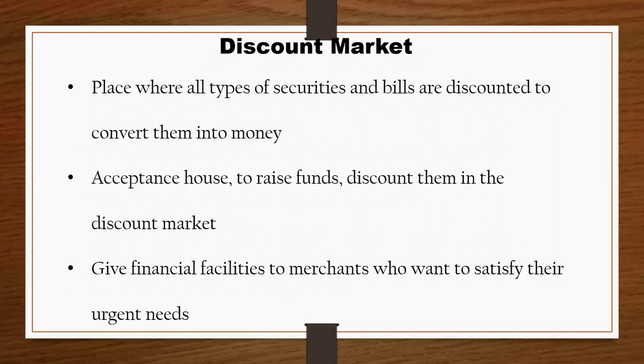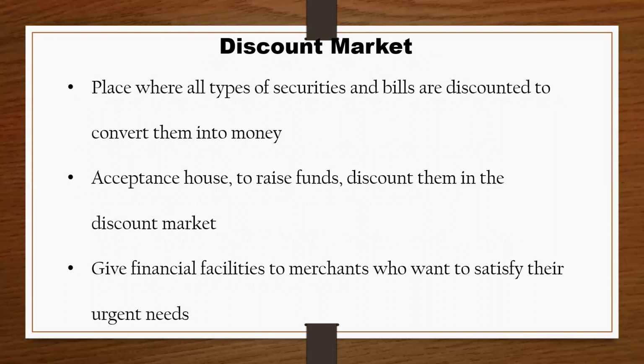So the very purpose of this market is to give financial facilities to the merchant community who are in want of urgent needs, and it can be satisfied in the case of discount markets. So from these components, we are having different components in the money market, but they are not unrelated. They are intimately related with each other, and they are dependent on one another here. So they are closely connected and depend on one another for various purposes.